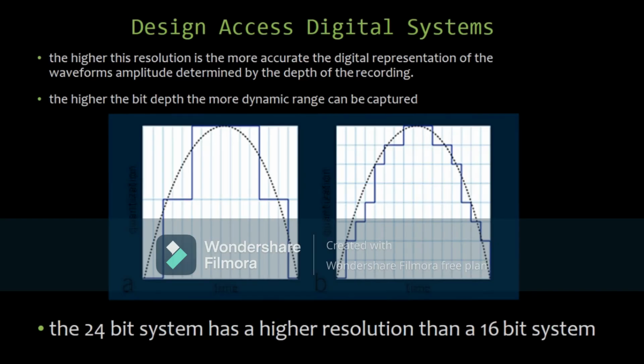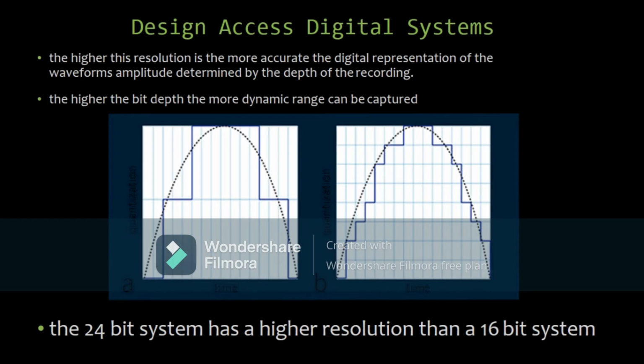So we can say that sampling is capturing an amplitude value. This value is captured in a process called quantization, as well as with time. The system has a certain resolution on the amplitude. The higher the resolution is, the more accurate the digital representation of the waveform can be. This is determined by the bit depth of the recording. The higher the bit depth, the more dynamic range can be captured.